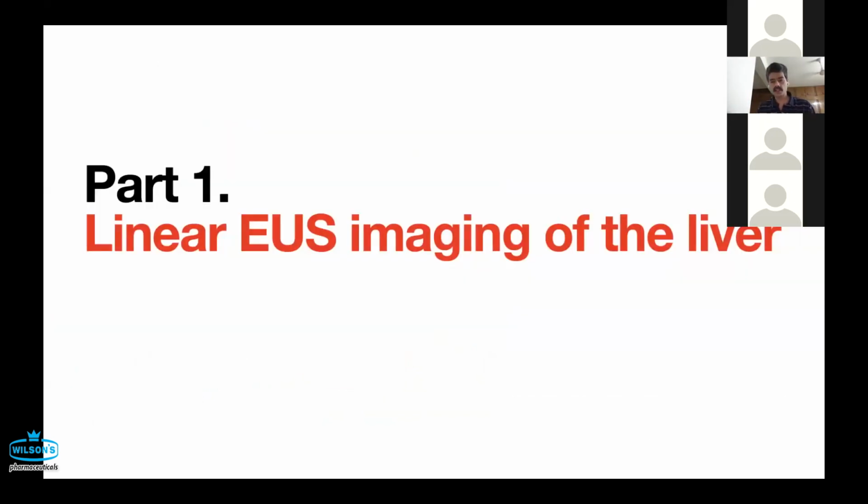So I think most people would want to study linear EUS imaging of the liver. I have also some slides on the radial EUS imaging of the liver, and all of these I have published for the first time.